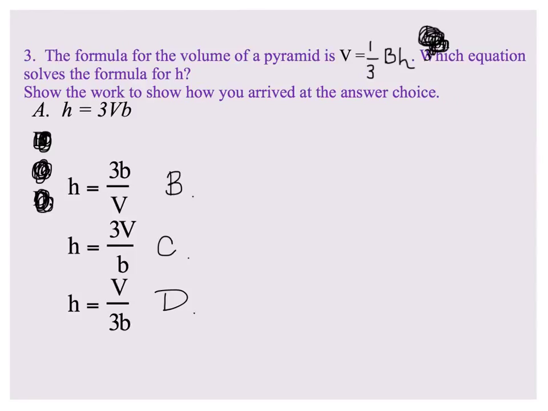In this slide, we're given the formula for the volume of a pyramid, which is V equals 1/3 times base times height, and we want to solve the formula for h. On your notes page, show how you arrived at your answer choice. And again, I've had to re-letter the choices. We have choice A, this is choice B, this is choice C, and this is choice D.